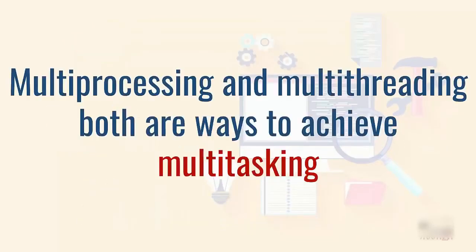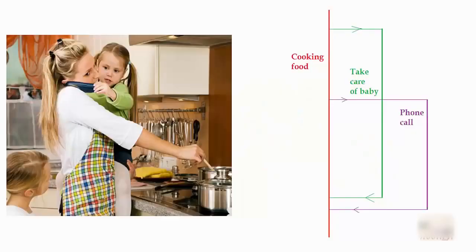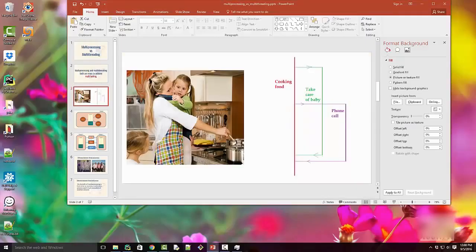Multithreading and multiprocessing are both ways to achieve multitasking. Now, what is multitasking? When you are doing multiple tasks at the same time, it is called multitasking. For example, this mom is taking care of the baby, picking up a phone call, and at the same time cooking food. So she's doing all these multiple things at the same time. That's why she's said to be multitasking.